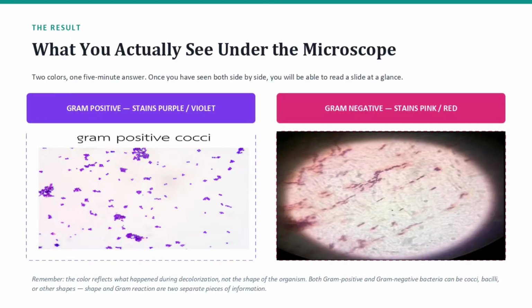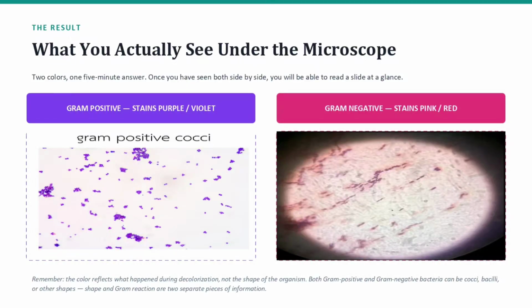Staphylococcus aureus works well for the gram-positive side, since it shows the characteristic grape-like purple clusters clearly. E. coli works well for the gram-negative side, showing pink rods. Once you have seen both side by side, you will be able to read an actual slide at a glance.